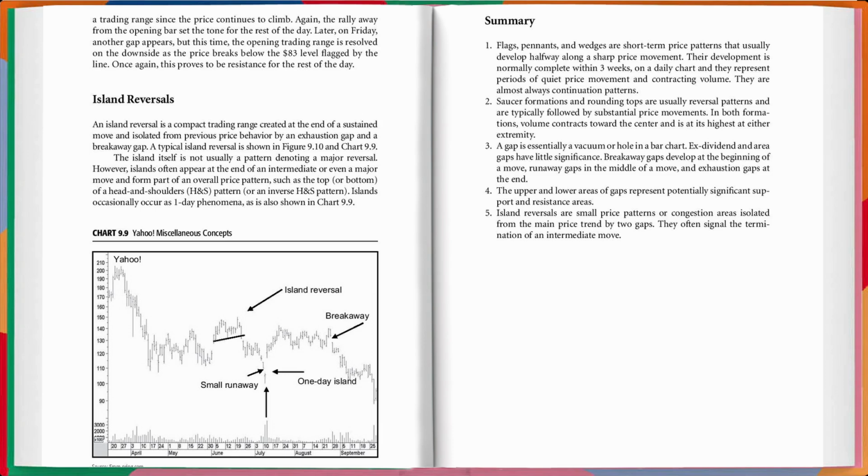3. A gap is essentially a vacuum or hole in a bar chart. Ex-dividend and area gaps have little significance. Breakaway gaps develop at the beginning of a move, runaway gaps in the middle of a move, and exhaustion gaps at the end. 4. The upper and lower areas of gaps represent potentially significant support and resistance areas. 5. Island reversals are small price patterns or congestion areas isolated from the main price trend by 2 gaps. They often signal the termination of an intermediate move.